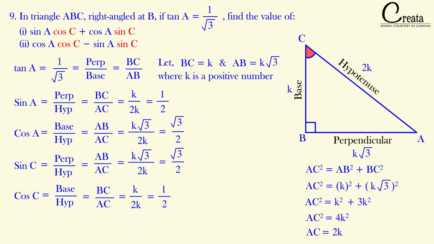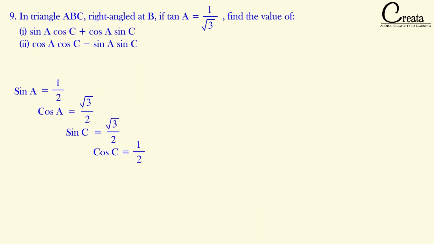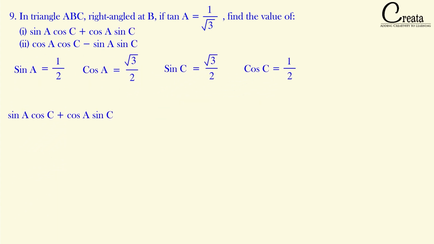So we got sine C and cos C, and previously we calculated sine A and cos A. Now we can put the values in the first part. Let's check it out: sine A cos C plus cos A sine C. Sine A is 1 by 2, cos A is root 3 by 2, sine C is root 3 by 2, cos C is 1 by 2. On solving, we got the value as 1. So the answer of the first part is 1: sine A cos C plus cos A sine C is equal to 1.